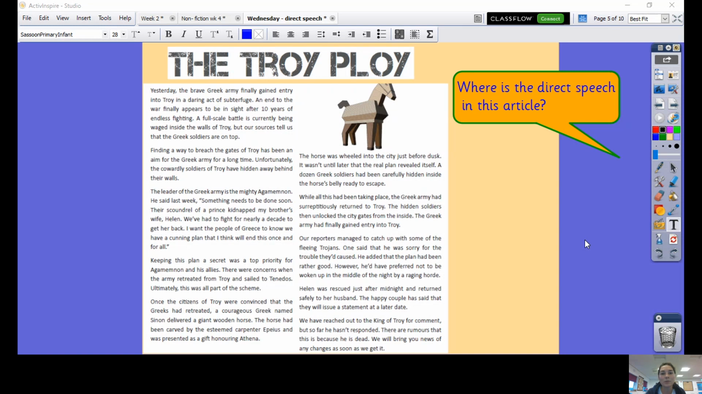A dozen Greek soldiers had been carefully hidden inside the horse's belly, ready to escape. While all this had been taking place, the Greek army had surreptitiously returned to Troy. The hidden soldiers then unlocked the city gates from inside. The Greek army had finally gained entry into Troy.